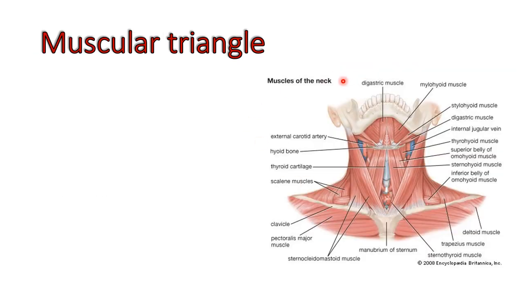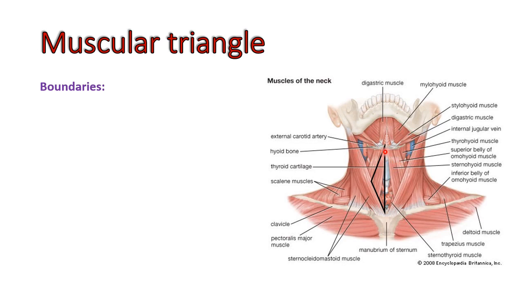So we have finished the submental triangle. Next we are dealing with the muscular triangle. With respect to the muscular triangle, you are able to see it is mainly made up of muscles. That is why it is called the muscular triangle. The boundaries of the muscular triangle: that is one half of the triangle, the other half you can see here.